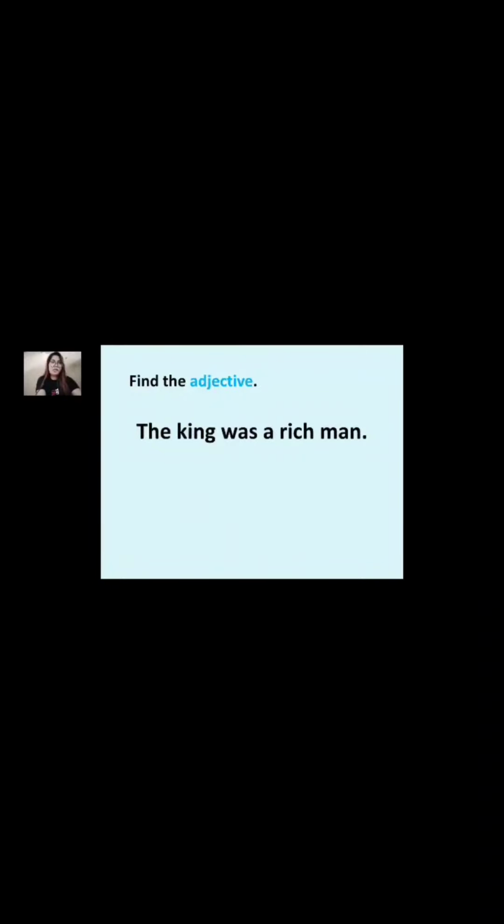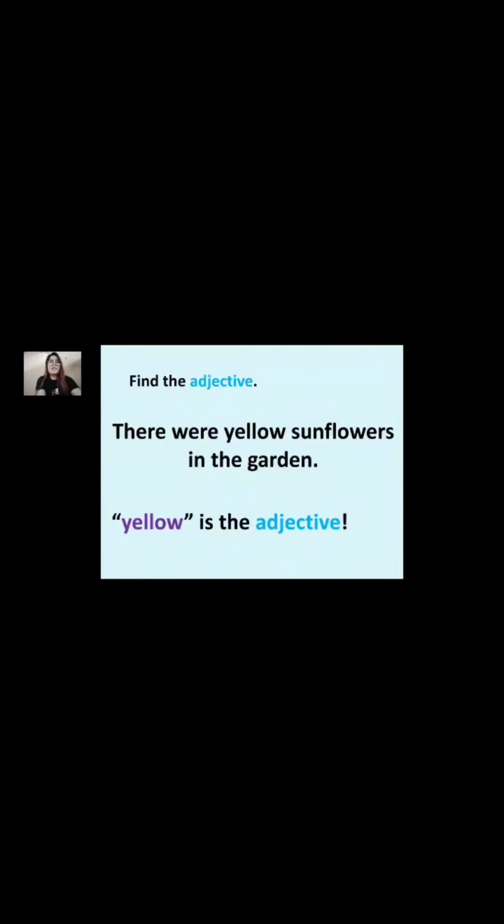The king was a rich man. Which is the adjective? Very good. Rich is the adjective in the sentence. Rich describes the noun man. There were yellow sunflowers in the garden. Which is the adjective? Very good. Yellow is the adjective in the sentence. Yellow describes the sunflowers.